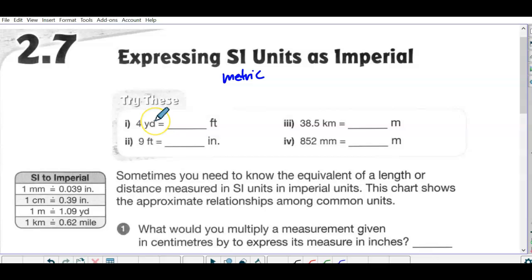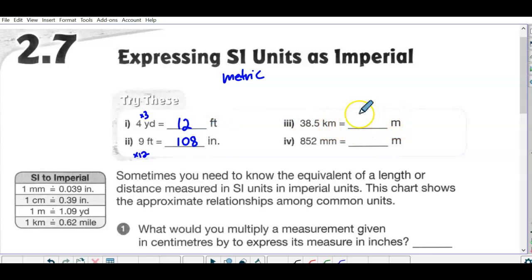So try to remember these within. So this is within imperial. These two are within metric. So within imperial, there are 3 feet in a yard. So that means if you have 4 yards, 3 times 4 is 12. Each foot has 12 inches. You've got 9 feet, so 9 times 12, that's 108 inches.